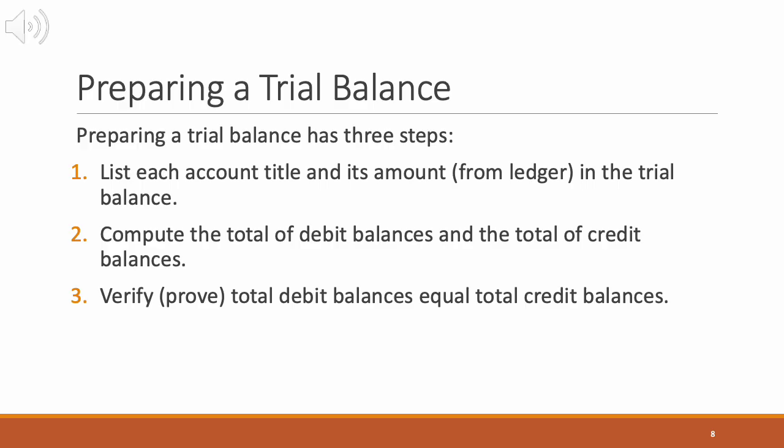Step 2. Add up debit and credit totals. Next, we add together all the debit balances and all the credit balances. Step 3. Verify equality. Finally, we check if total debits equal total credits. If they match, it means our books are in balance. If not, we know there's an error that needs fixing. So the trial balance is like a checkpoint, a way to prove that our accounting equation, assets equals liabilities plus equity, is still holding true.